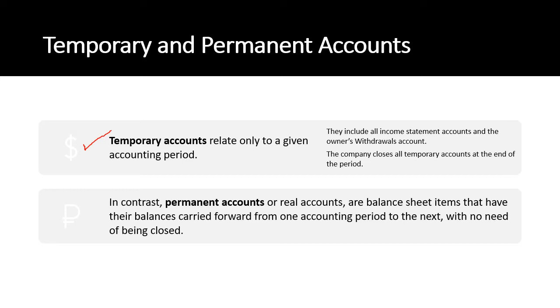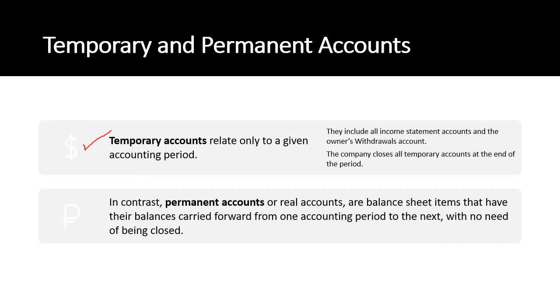So what goes on an income statement? Our revenues and our expenses. So when I say income statement accounts, that is what I'm referring to: revenues and expenses. The other account that we want to start fresh every reporting period is our withdrawals account, keeping track of how much we have removed from the business for our own personal use. At the end of every reporting period, the company will close all temporary accounts, and what that means is we bring them back to zero.